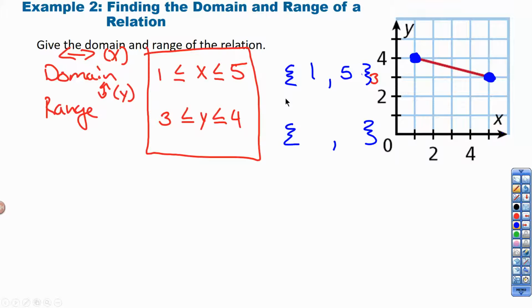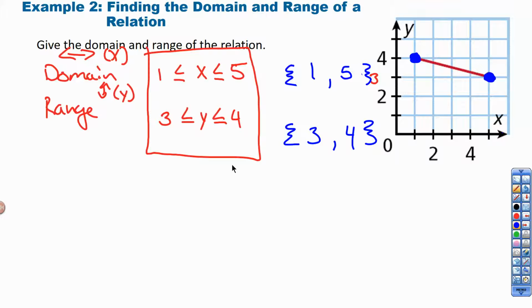I'm not sure. The domain and the range, that's just how far from the lowest y to the highest y, how far from the lowest x to the largest x. So what's our smallest y? And our largest y? 4.